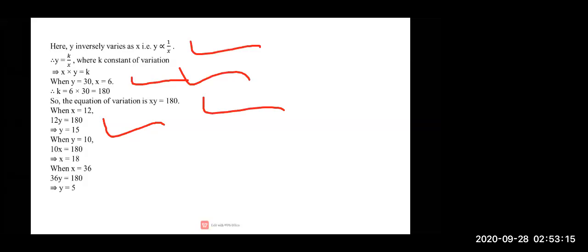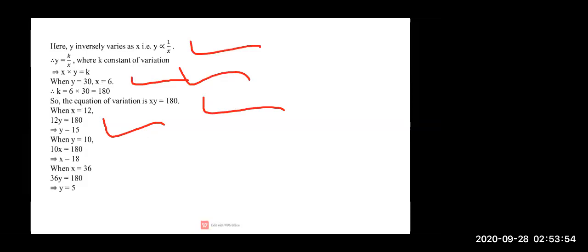So when x equals 12, the formula is x multiplied by y equals 180. Here x is given as 12, so 12 multiplied by y equals 180. So we get 12y equals 180. Now y we will keep on one side: y equals 180 divided by 12. When we divide 180 by 12, we get the answer 15. So y is how much? Y is 15.